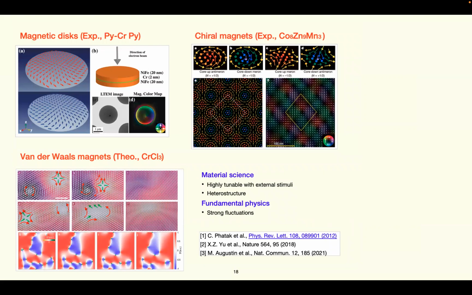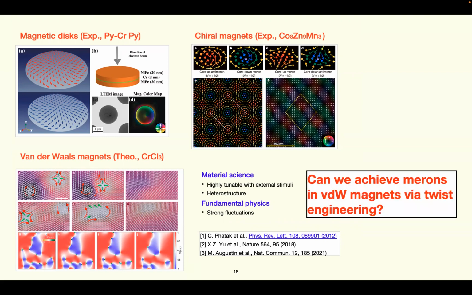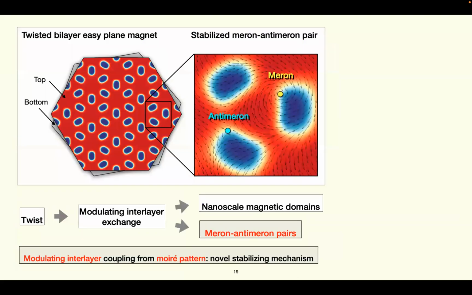So merons have been found in various magnetic systems, such as magnetic disks or chiral magnetic materials, and recently there was a proposal that merons can be created in van der Waals magnets, such as chromium trichloride. The creation of merons in this system can be very interesting from a materials science viewpoint. So our question is, can we achieve merons in van der Waals magnets by twisting magnets? That's the second question.